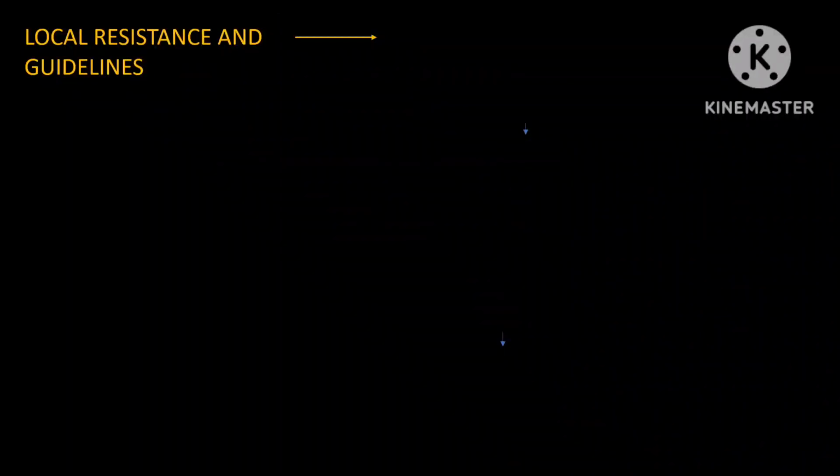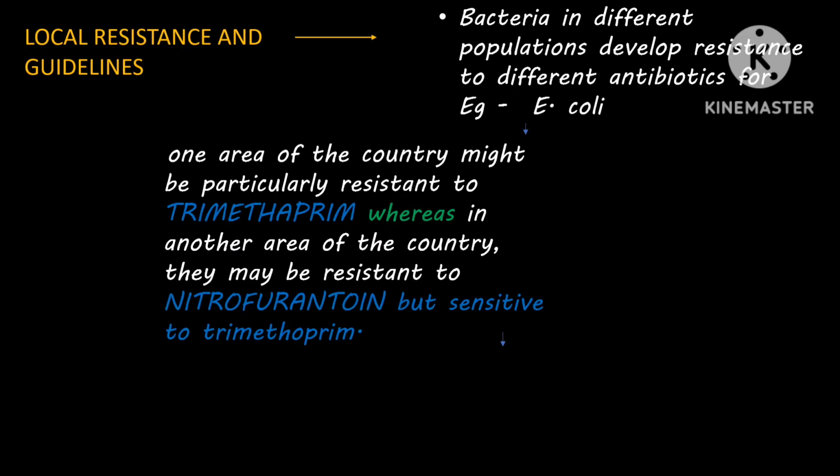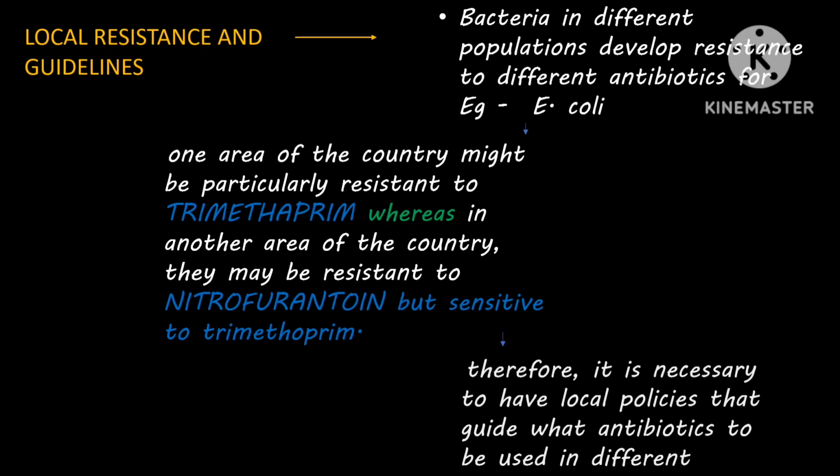Next, we will see antibiotic resistance and its guidelines. Bacteria in different populations develop resistance to different antibiotics. For example, Escherichia coli in one area of the country might be particularly resistant to trimethoprim, whereas in another area it may be resistant to nitrofurantoin but still sensitive to trimethoprim. Therefore it is necessary to have local policies or guidelines that decide what type of antibiotics should be used in an area of the country or population.